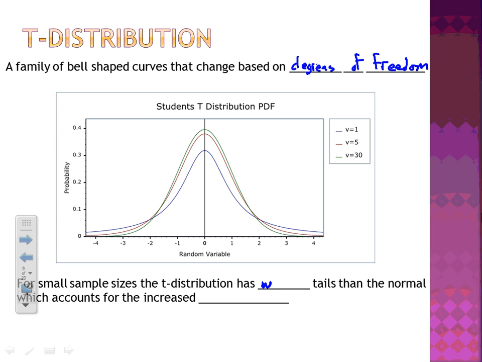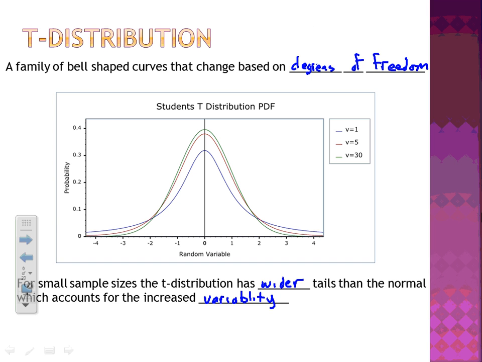So it has a wider, a fatter tail, which accounts for increased variability. In other words, when sample sizes are smaller, we have a natural understanding that there's a lot more chance of variability in small sample sizes. So a t-distribution is actually going to take care of that for us.